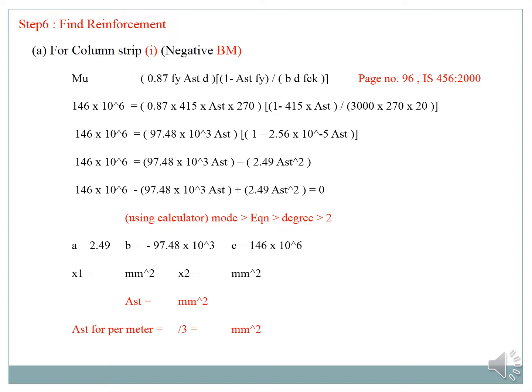So finally you get one quadratic equation. Using the calculator, go to mode, then equation, then degree, then second order degree. Sometimes Ast will be found by third order degree, but in this question second order degree is enough. So A is equal to 2.49, B is equal to minus 97.48 into 10^3, and C is equal to 146 into 10^6. So x1 and x2 values are given. Then Ast per meter is also there.